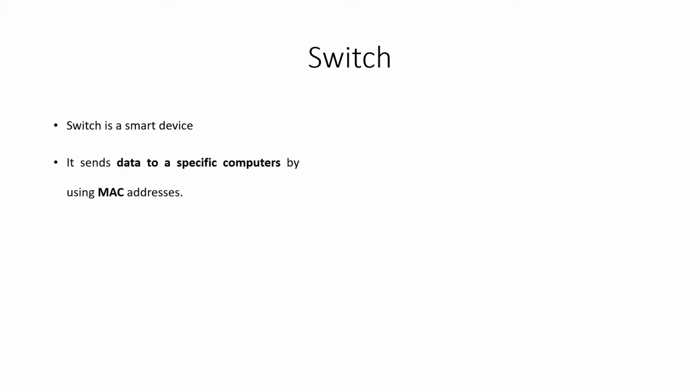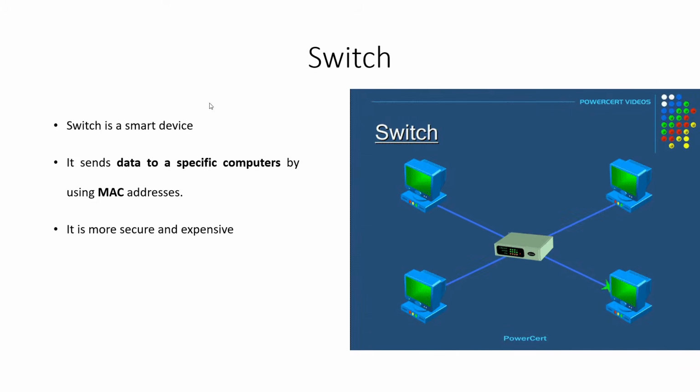Moving on to switch. Switch is a smart device. It sends data to a specific computer by using MAC addresses. It is more secure and expensive. It's usually used in a larger network, such as schools and offices, and this is how the switch transfers the data.